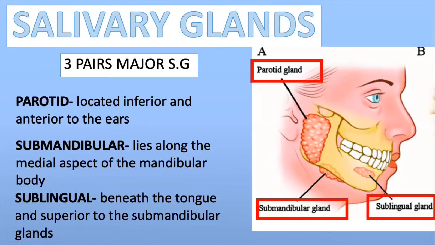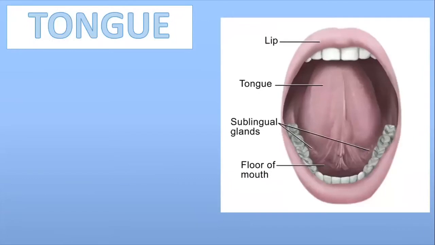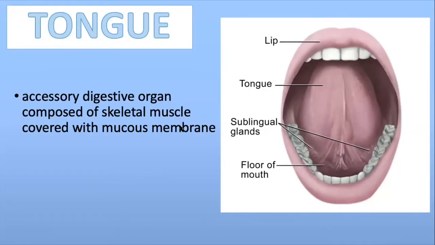Okay? So hindi lang po ito sila ang mga ducts that are present in each gland. Marami pa silang mga ducts, but these are the largest among all of the ducts na present for each salivary gland. Okay? Next. The tongue. Okay. The tongue, as you can see, we have here the lip, the tongue, we have the sublingual glands, and the floor of the mouth. Okay. So the tongue is an accessory digestive organ composed of skeletal muscle covered with mucous membrane. Okay. So your tongue, as you can see, meron tayong tinatawag dito na ganito.